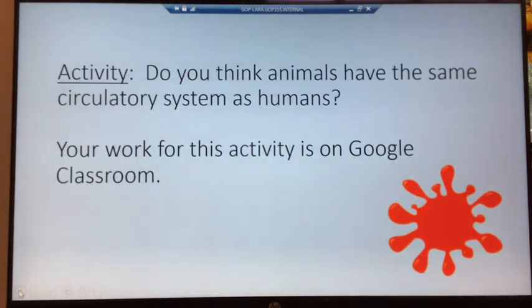Now, your activity for today. Do you think animals have the same circulatory system as humans? Do you think they have a heart and lungs and blood vessels and blood flowing around their body? Well, your work for this activity is on Google Classroom, so head over there and give it a go.